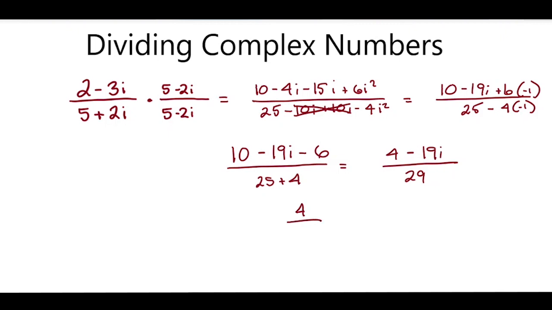So I have 4 over 29 minus 19 over 29 i. And that is how you divide complex numbers and write the expression as a complex number in standard form.